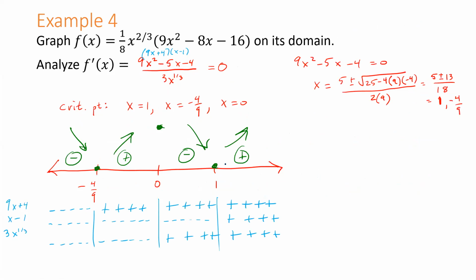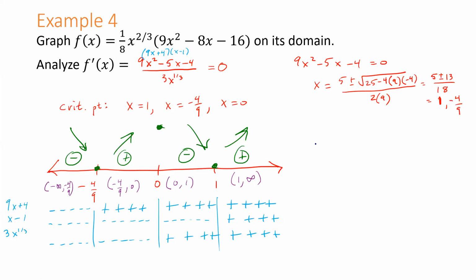So aggregating all that sign change, we get negative on the interval from, in this case, negative infinity to negative 4/9. Positive on the interval from negative 4/9 to 0, so that then it's increasing there. Decreasing on the interval 0 to 1, and then increasing from 1 to infinity, right? So right here, we've gotten a bunch of information that we can collect from this first derivative.